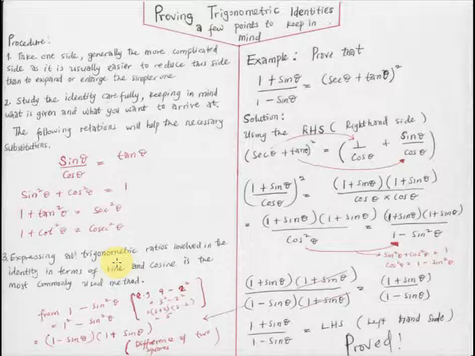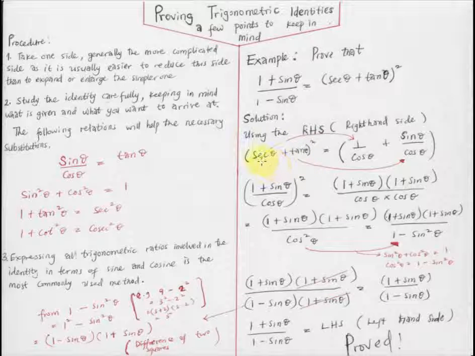Now let's look at this example on our right here. We're asked to prove that 1 plus sine theta over 1 minus sine theta equals sec theta plus tan theta, in brackets, squared. If you notice, the right hand side is kind of complex. Instead of having sine and cos, you have sec and tan. So let's go ahead and work with that one and see if we can prove that it's equal to the left hand side.